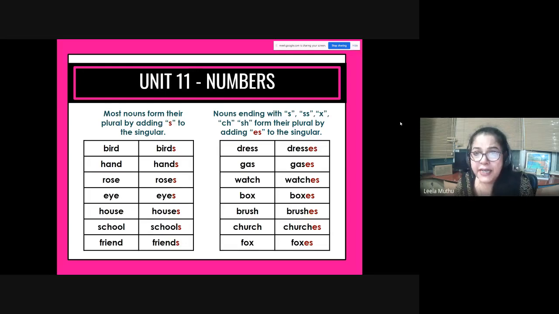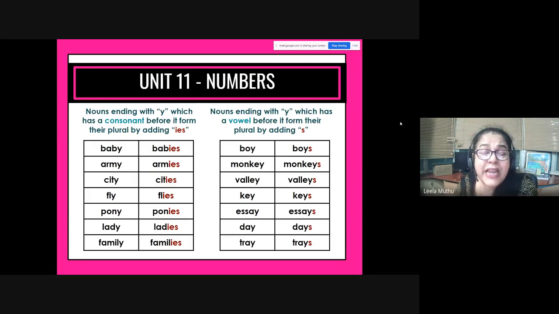Okay, so you have dress, two S's. Dresses, we add just an ES. Similarly, gas, gases. Watch ends with CH, so we add ES, watches. Box ends with an X, boxes, foxes. Okay, brush ends with SH, brushes, we add ES. Church, CH, so churches. Fox, foxes. Okay, so nouns which end with Y.